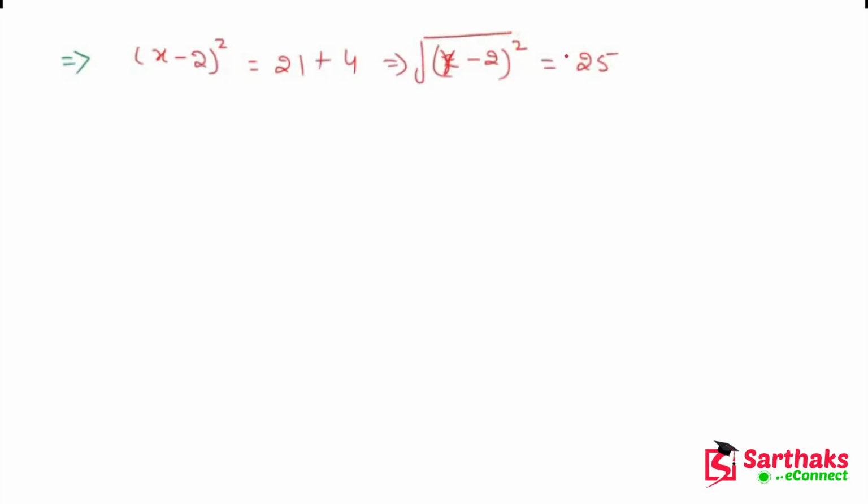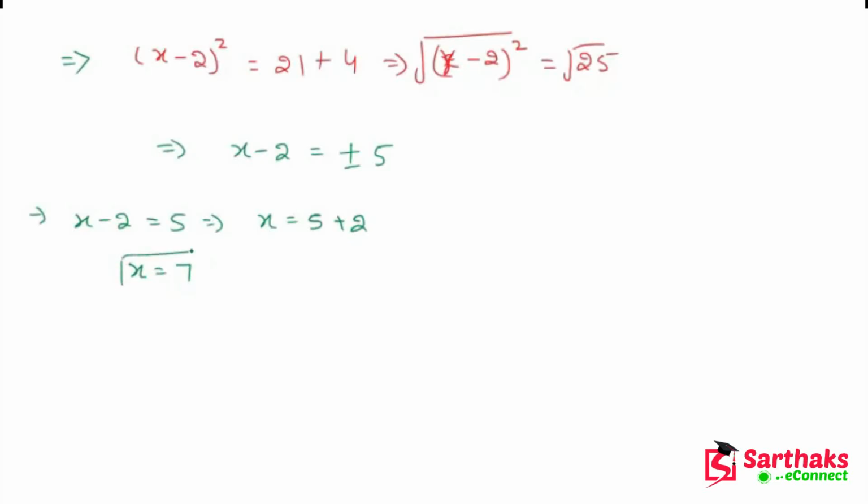Now take the square root on both sides. So x minus 2 equals the square root of 25, which is plus minus 5. Now take both values. First, the positive value: x minus 2 equals 5. After solving this, x equals 5 plus 2, so x equals 7.